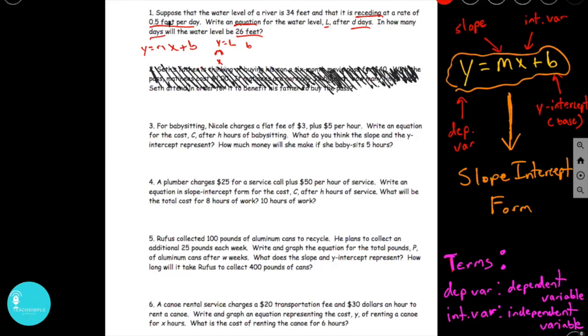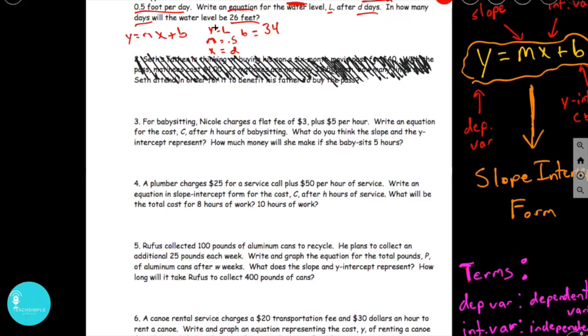The slope we see is going to be 0.5 feet per day. And our independent variable is going to be D, days. The base is going to be where we start, 34 feet. Okay, so now that we have our variables, we're going to take all of them and plug them into the equation.